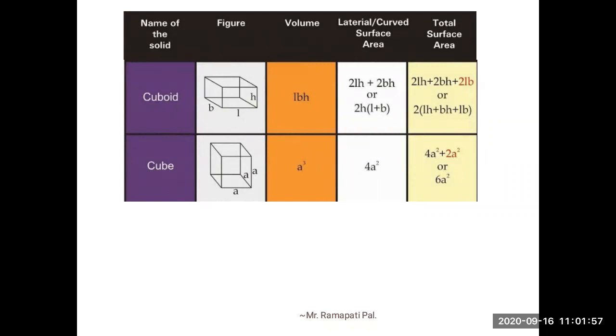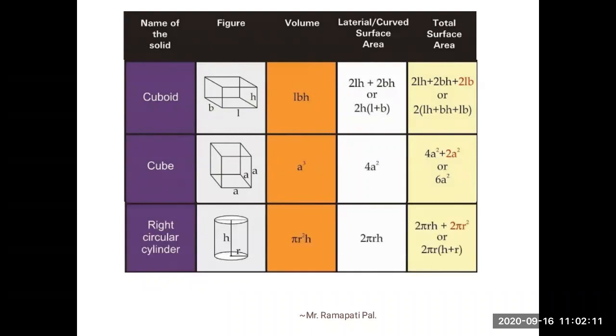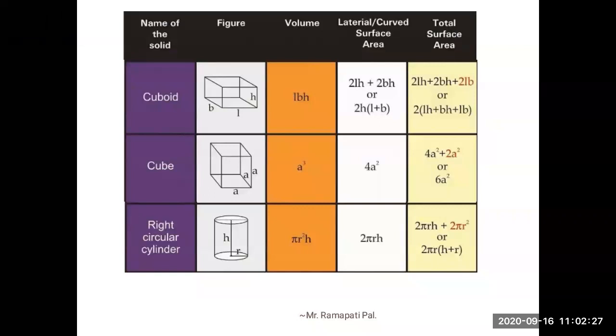Is it clear? Now, right circular cylinder. Everyone knows what the figure of a right circular cylinder is, correct? Yes. In a right circular cylinder, R is present and H is present. If we know the radius and the height, we can find the volume of the right circular cylinder.